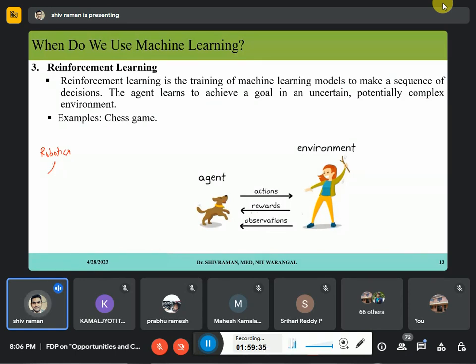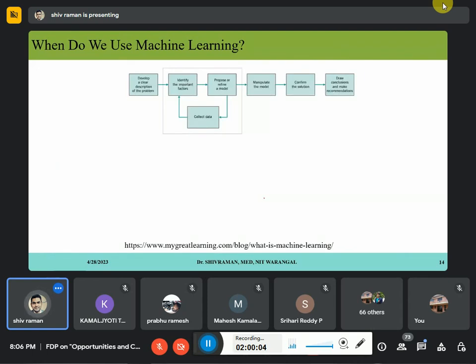But what complexity will this dog encounter? Sometimes the environment will fake the throw. So with due course of time, the agent will observe whether she is throwing the stick or she is taking it, and based on that data or observation, the dog will learn, the agent will learn, and accordingly it will perform actions to receive maximum reward. So this is what reinforcement learning looks like.